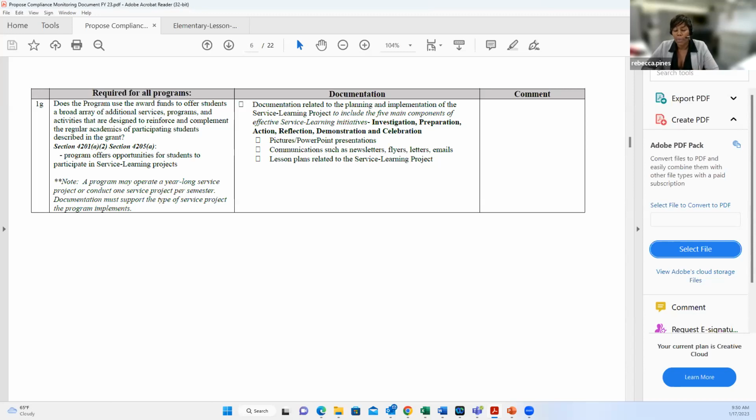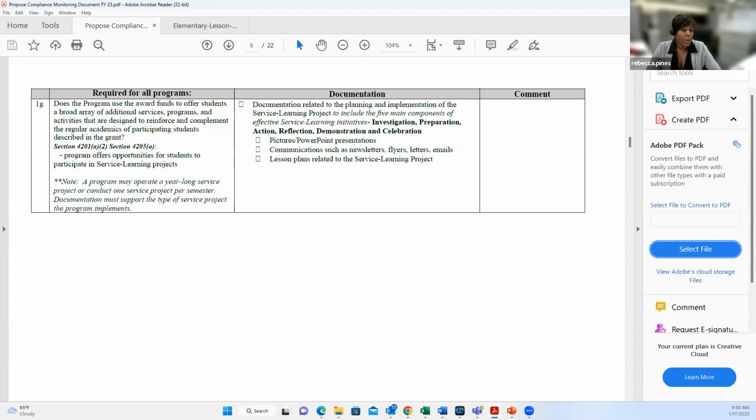So basically what we're trying to do with this is develop a plan for our students to give back to their community. And in doing so, you can have one community service program that runs throughout the entire year, or you can have one per semester and then another one in the summer.